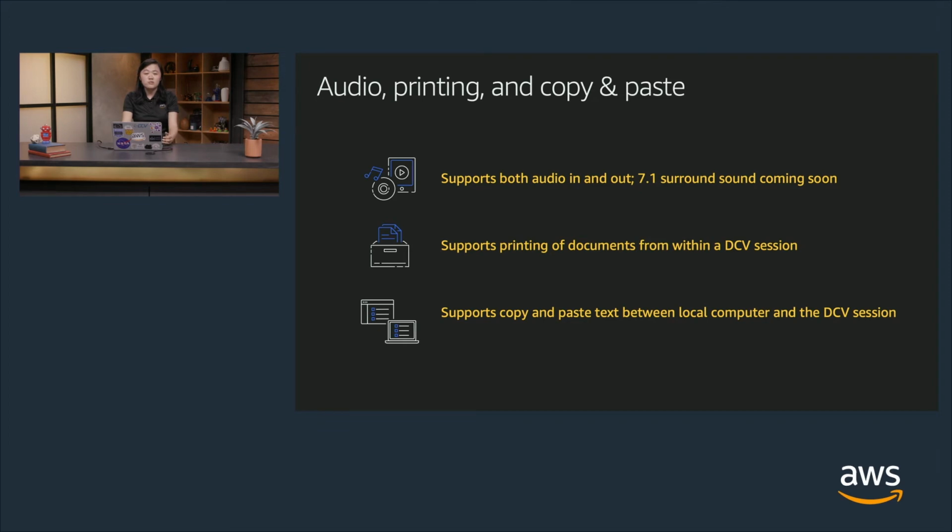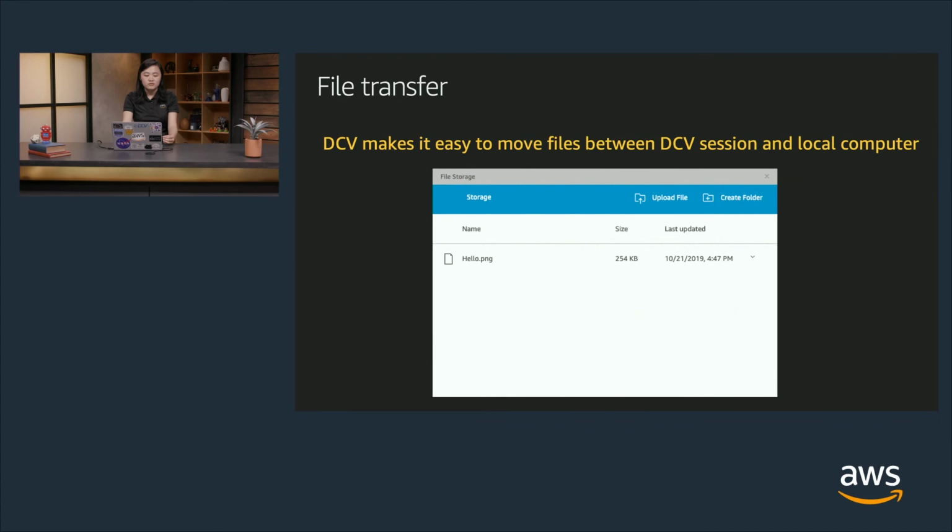NICE DCV also supports popular functionalities such as audio, printing, and copy and paste. For audio, it currently supports both audio in and out, and we'll be introducing 7.1 surround sound very soon. You can print documents from within the DCV session. You can also copy and paste text between your local computer and the DCV session with ease. For file transfer, DCV makes it easy to move files between the DCV session and your local computer. I will show you a demo of this a little later.